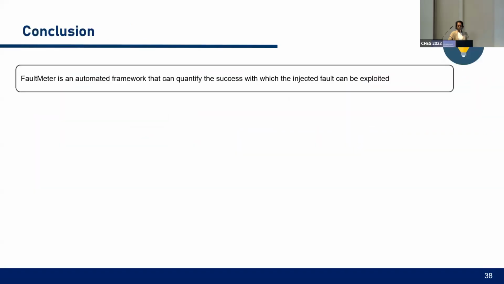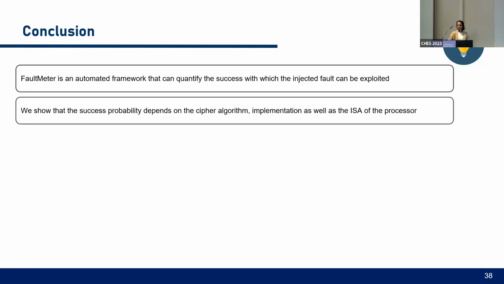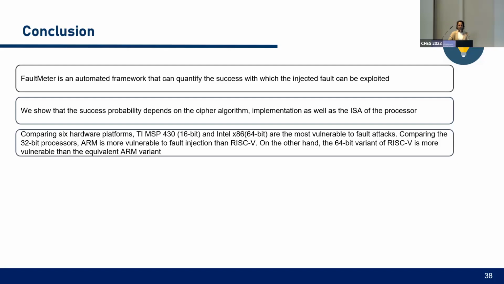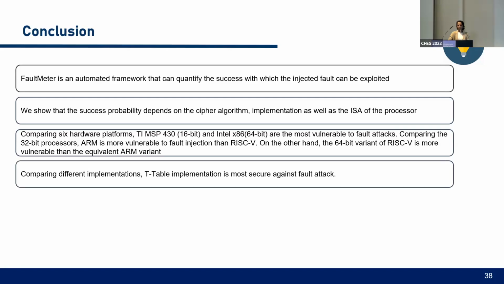To conclude, we have designed an automated framework that can quantify the success of fault injection attacks based on the underlying hardware. We show that the success probability depends on the cipher algorithm, its implementation, and the underlying hardware. We have analyzed it on 6 different platforms, of which TI MSP 16-bit is most vulnerable. If we compare 32-bit processors, ARM is more vulnerable than RISC-V. On the other hand, for 64-bit, RISC-V is more vulnerable. And if we consider cipher implementations, the T-table based implementation of AES is more secure compared to the other AES implementations. Thank you.